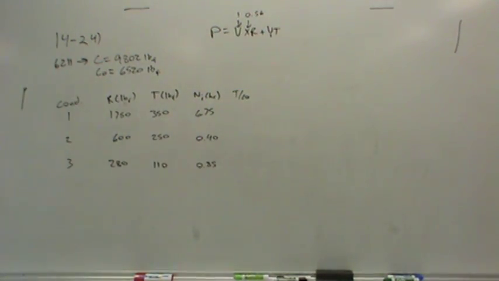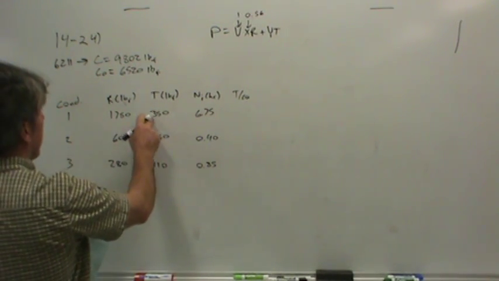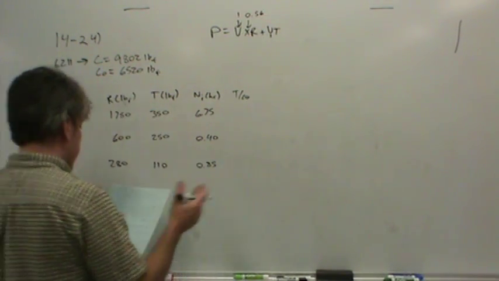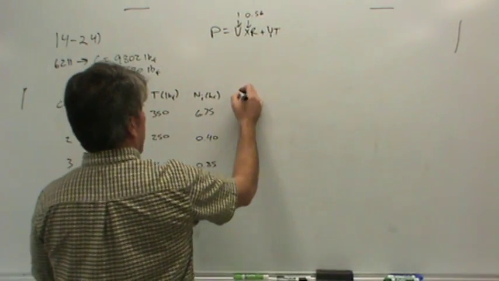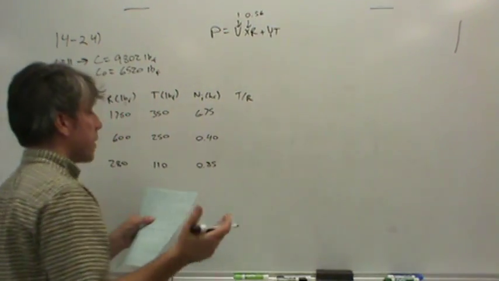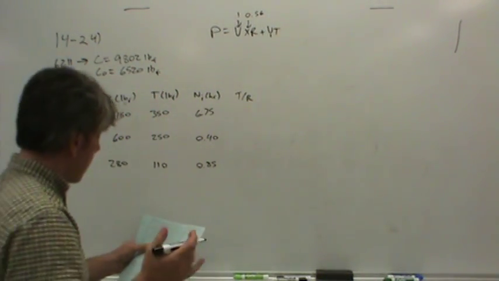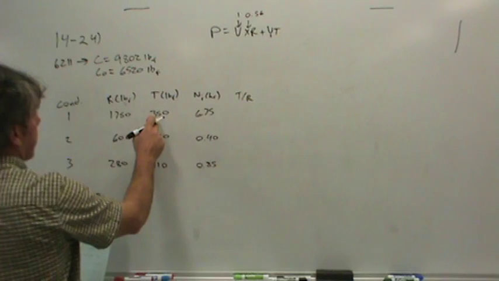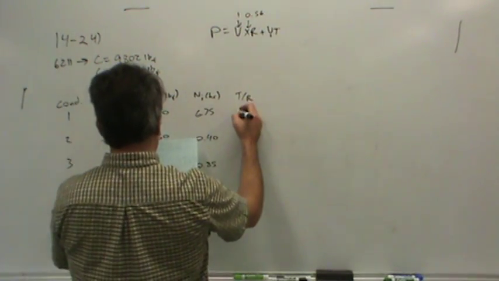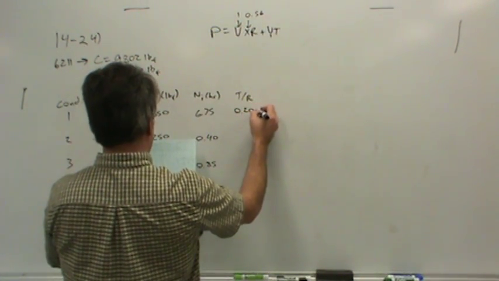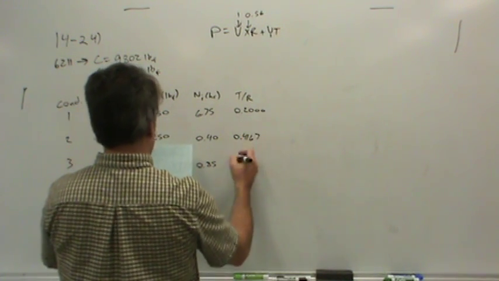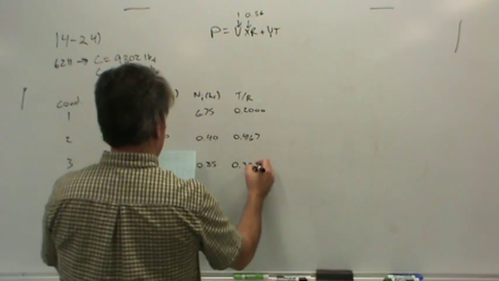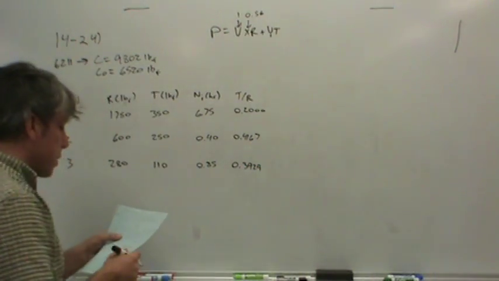When you do that, notice we're going to calculate the thrust load over C naught for each of these. Of course, we could do it in Excel. And you know what? Let me be consistent with my solution. I calculated T over R first, just because that's another number we need. So if you take the ratio of the thrust load to the radial load, you get these numbers: 0.2000, 0.4167, and 0.3929. So that's the thrust to radial load.